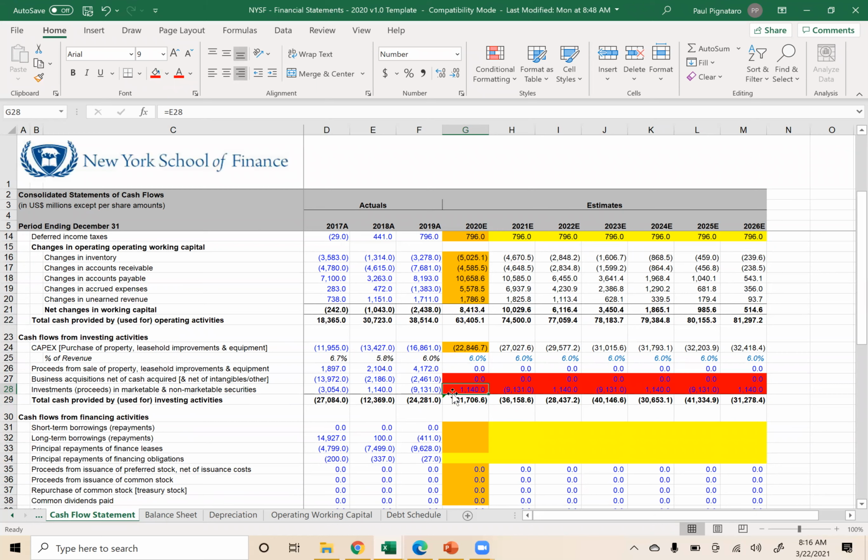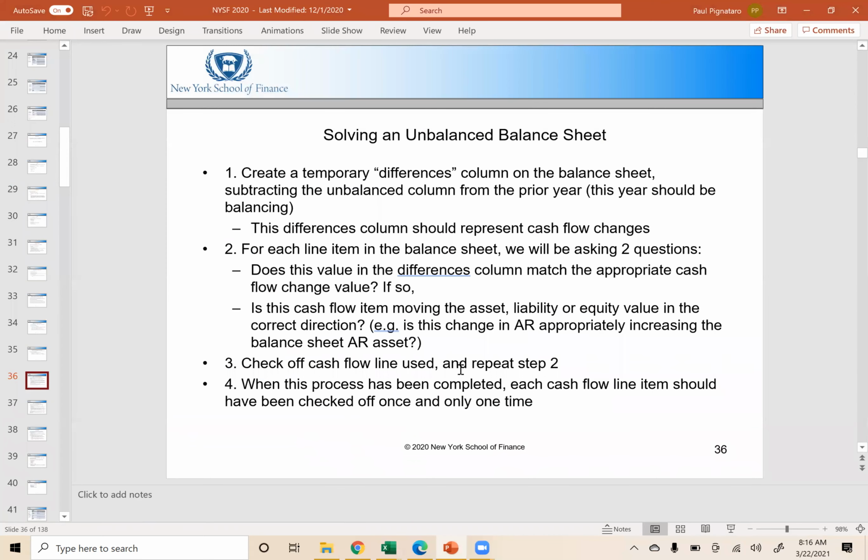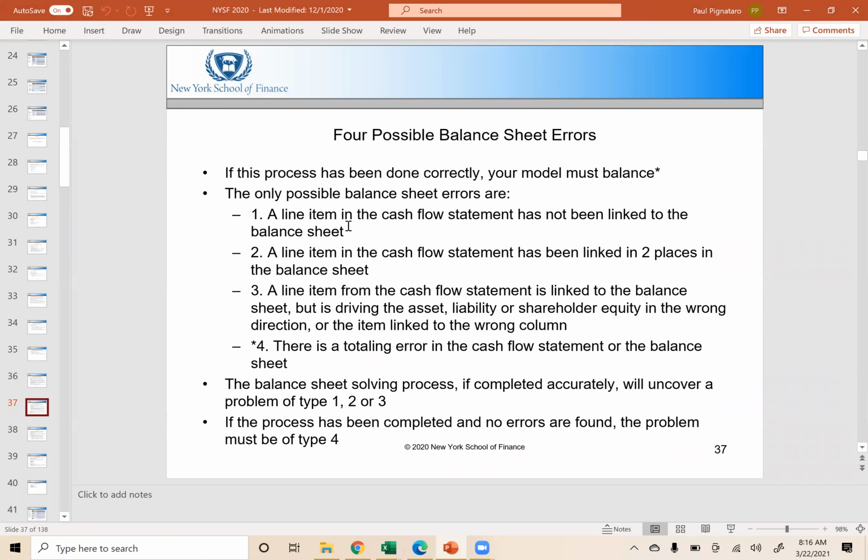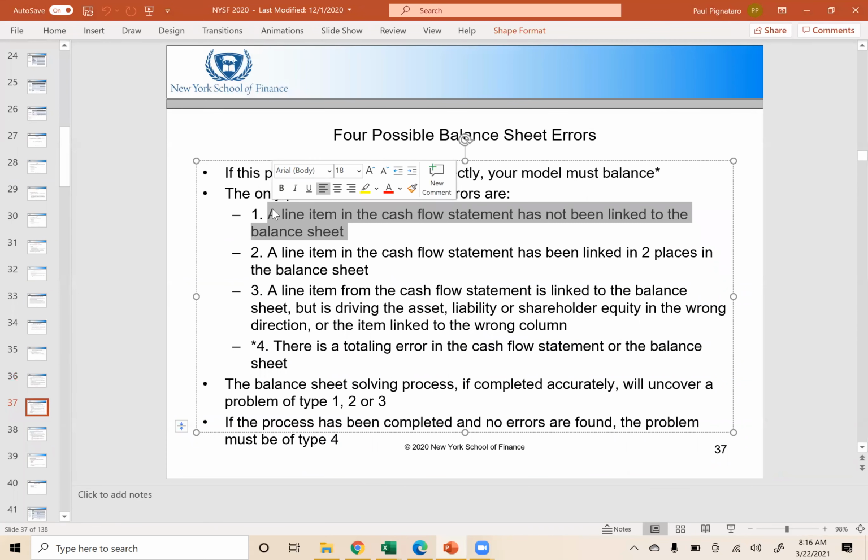If you've done this whole exercise and you've realized there are cash flow statement line items that haven't been checked off, well, then you've identified a problem type 1, that there's a line item in the cash flow statement that hasn't been linked. If you've gone through the exercise and you've realized a line's been crossed off and you found it being used again, you've detected problem number 2. Line item has been linked in 2 places.